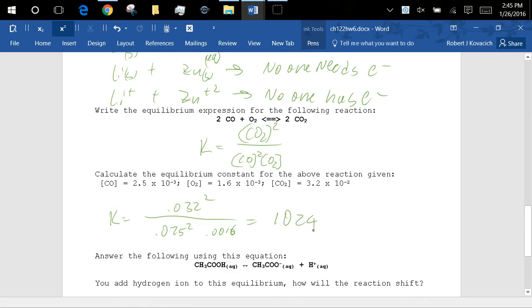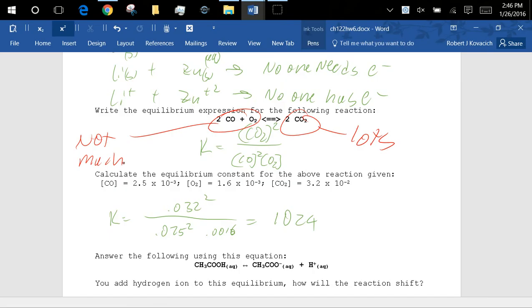What does that indicate if the K value is 1,024? Nope, that is not what that means. This is nothing to do with delta G. A K value that's really big means the numerator is large, the denominator is small, so that means I've got a lot of product and I don't have very much reactant. It's still in equilibrium, it's just that the equilibrium is really skewed towards the product side.